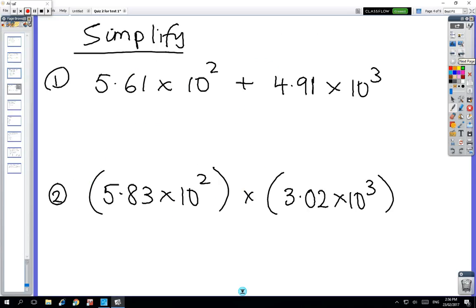Okay, so just adding and multiplying in standard form, or scientific form, I beg your pardon. So can you have a go at those, and when you're ready, come back live.